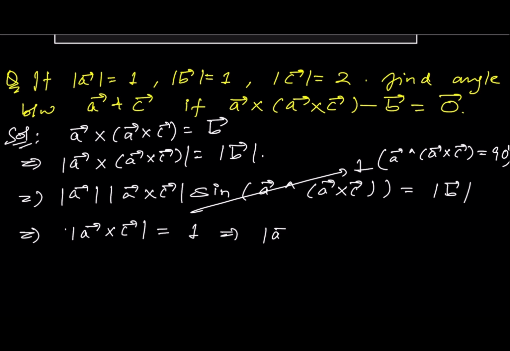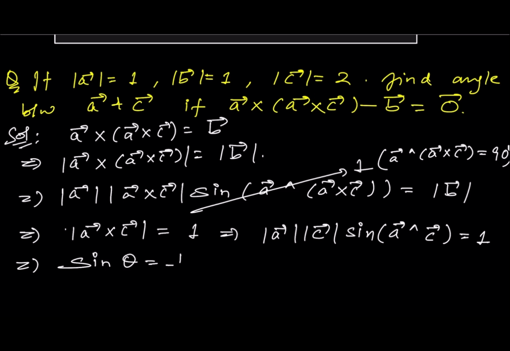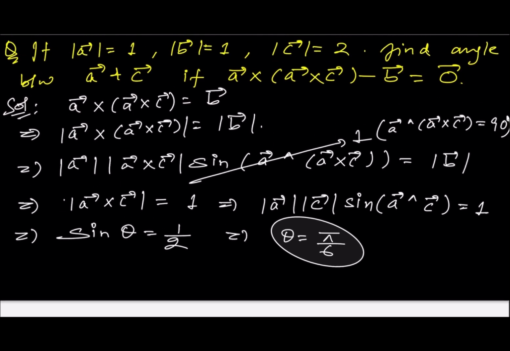So now mod A, mod C into sine of the angle between A and C is 1, and mod of C is 2, and mod of A is again 1. So sine of theta is equal to 1 by 2, where theta is the angle between A and C. So theta is sine inverse half, which is pi by 6 or 5 pi by 6.